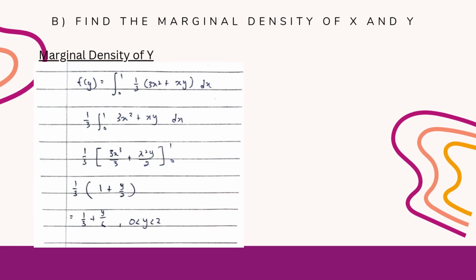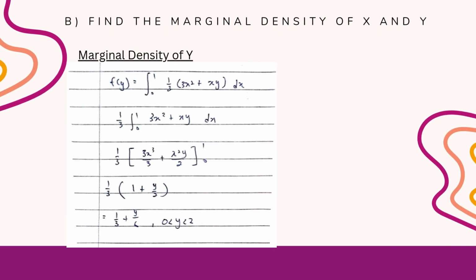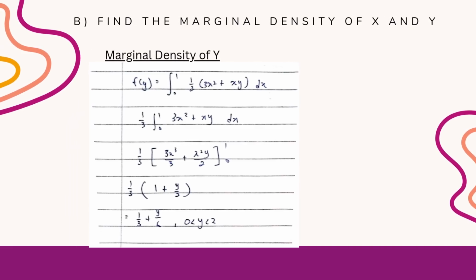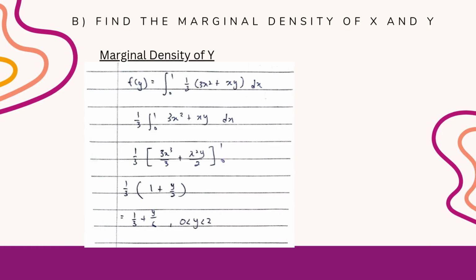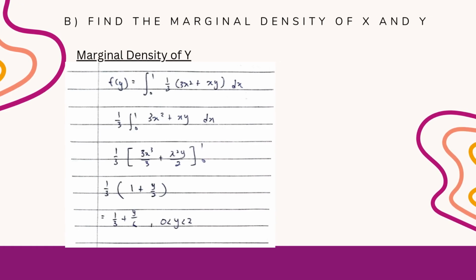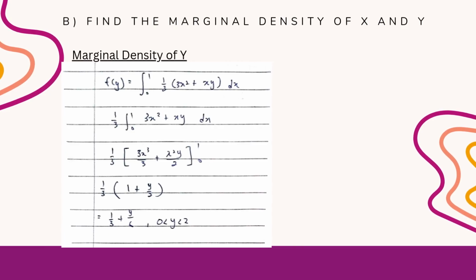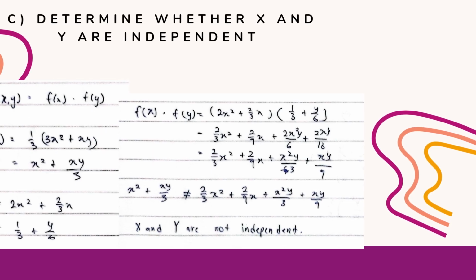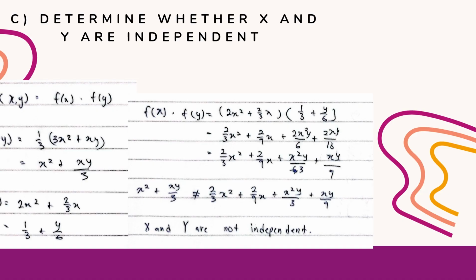Same goes for the marginal density function of y, where it's the integral from 0 to 1 of 1/3 (3x squared plus xy) dx, where we'll integrate with respect to x. So we'll get the final answer as 1/3 plus y/6, where y is more than 0 but less than 2.